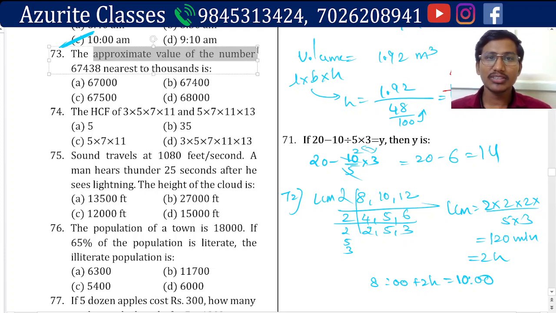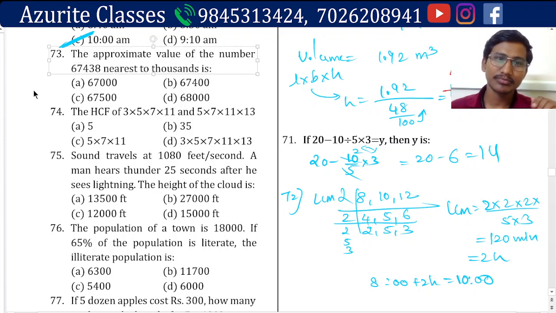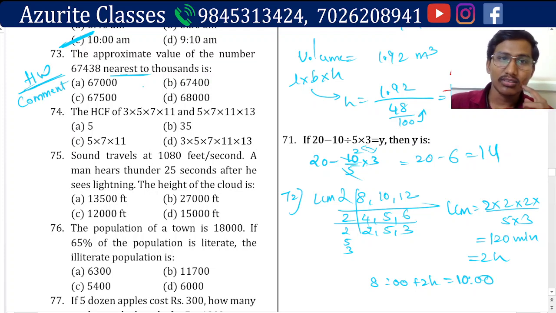The approximate value of the number nearest to 1000 is, it is very easy, right? In thousands you have to approximate. So you do it as homework and write the answer in the comment. So we have to approximate at the thousands place.